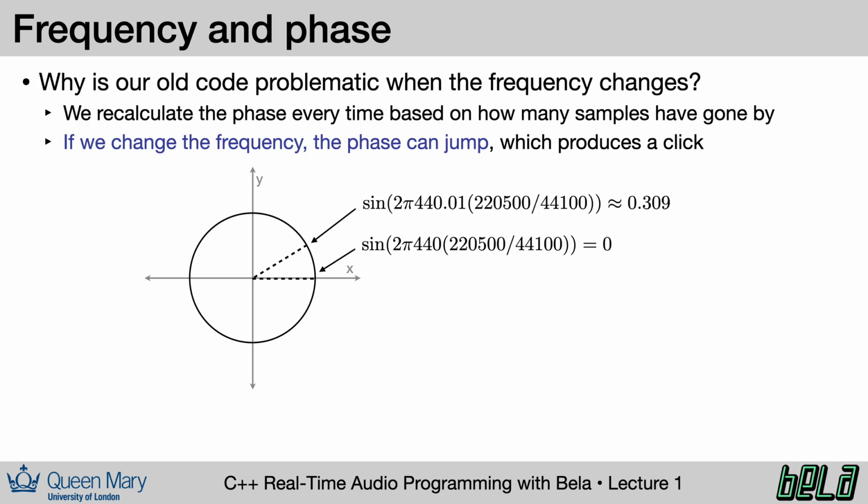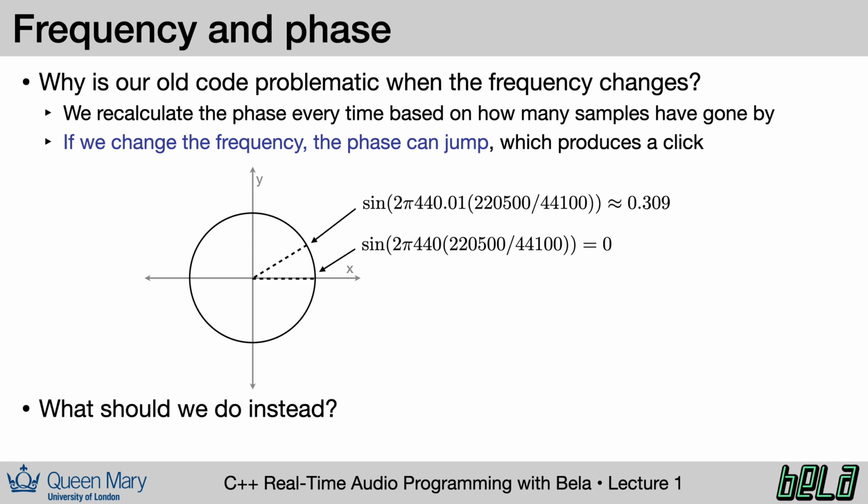So in our old code, when we change the frequency, we are perpetually recalculating the phase based on the number of samples that have gone by. But if we change the frequency, that phase might suddenly jump, which would produce a click or a discontinuity, and when that's happening regularly, every single call to render, that's where that distortion starts to sneak in. So we're not actually getting a smooth sine wave. If you were to put it on an oscilloscope, you would see lots of breaks and jumps in it. So the big question is, what should we do instead?